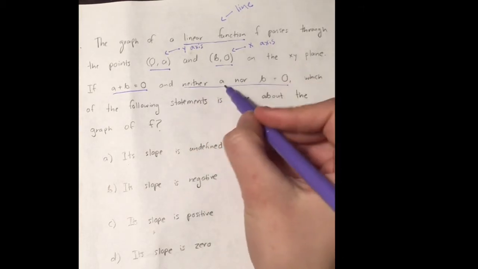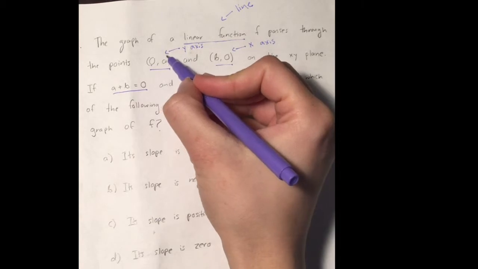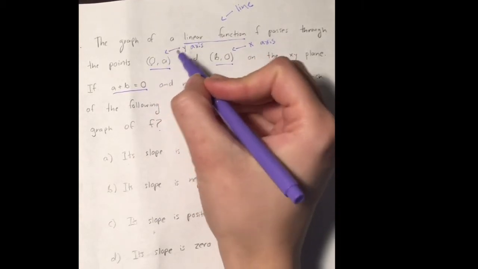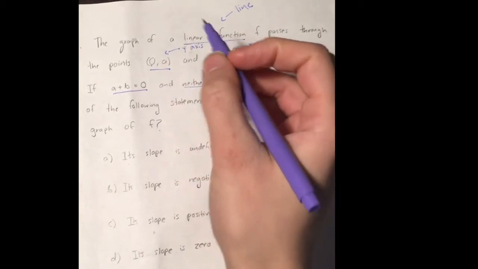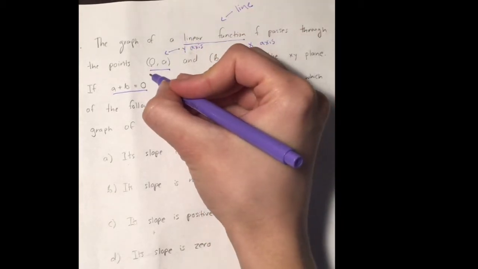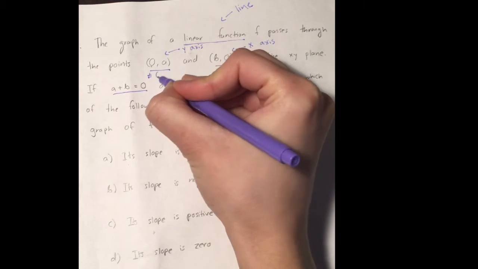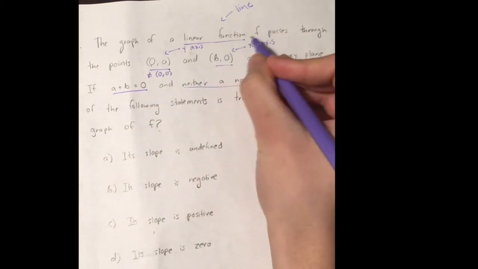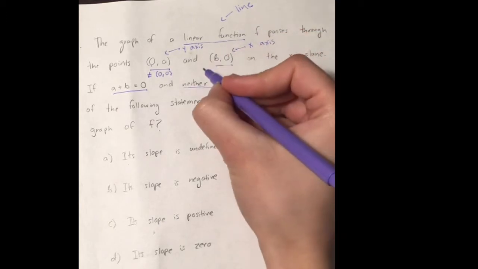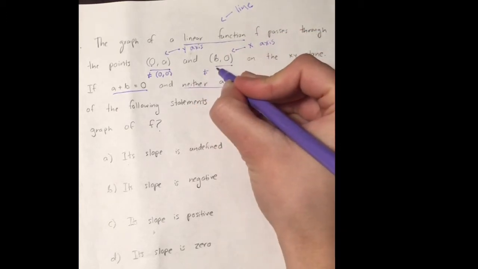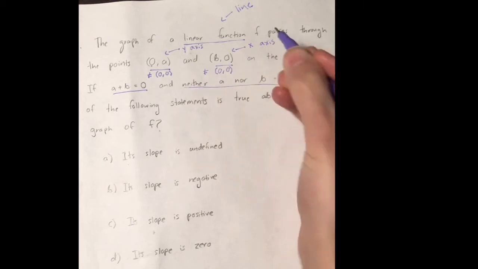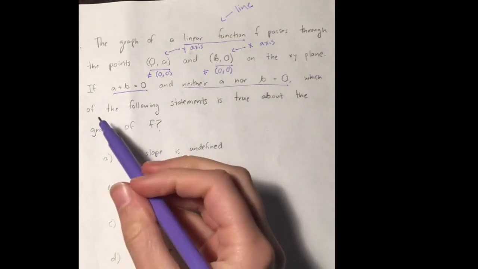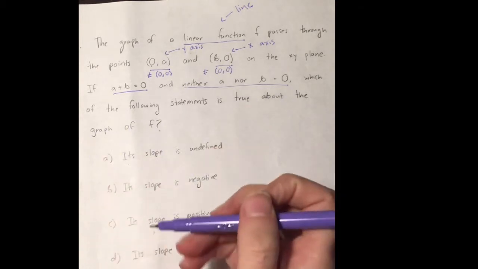So that means I look back and I say this a, the place where f passes through the y-axis, cannot equal 0. So that means that this line doesn't pass through the point (0, 0). This cannot be (0, 0). And same here, this point where line f passes through the x-axis, that also cannot be (0, 0). Great. And then it asks us, which of the following statements is true about the graph of f?